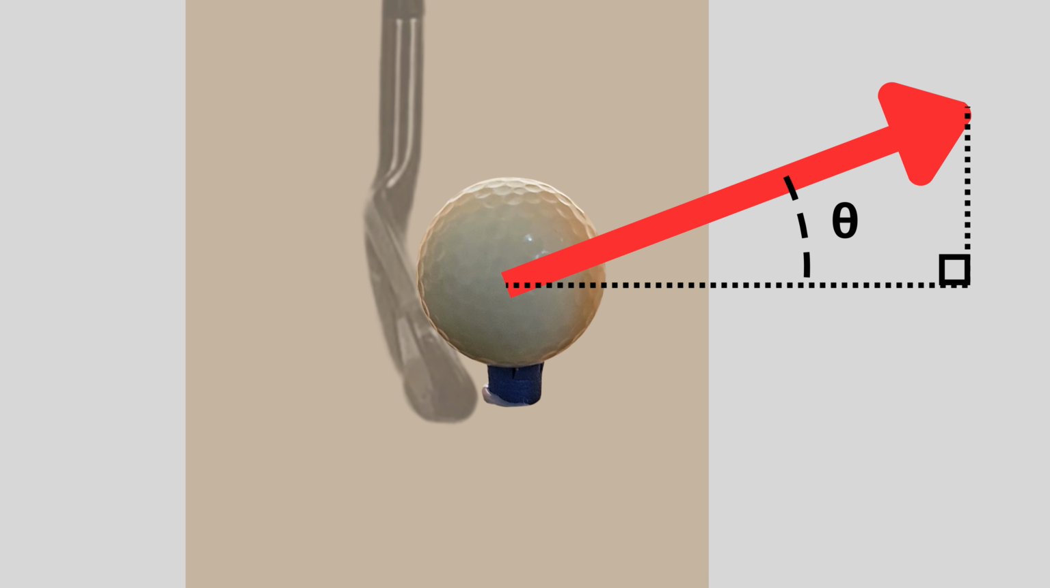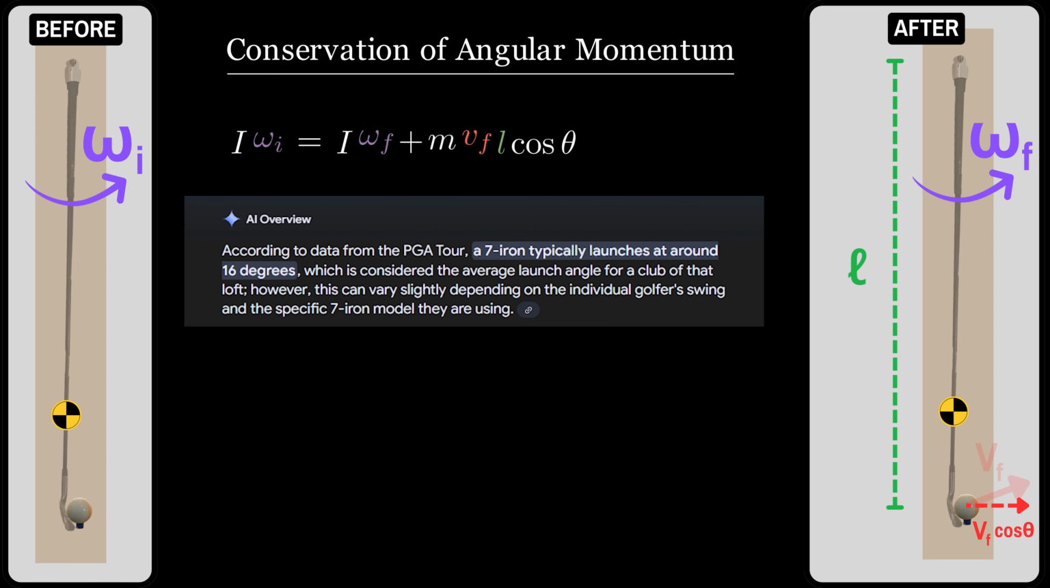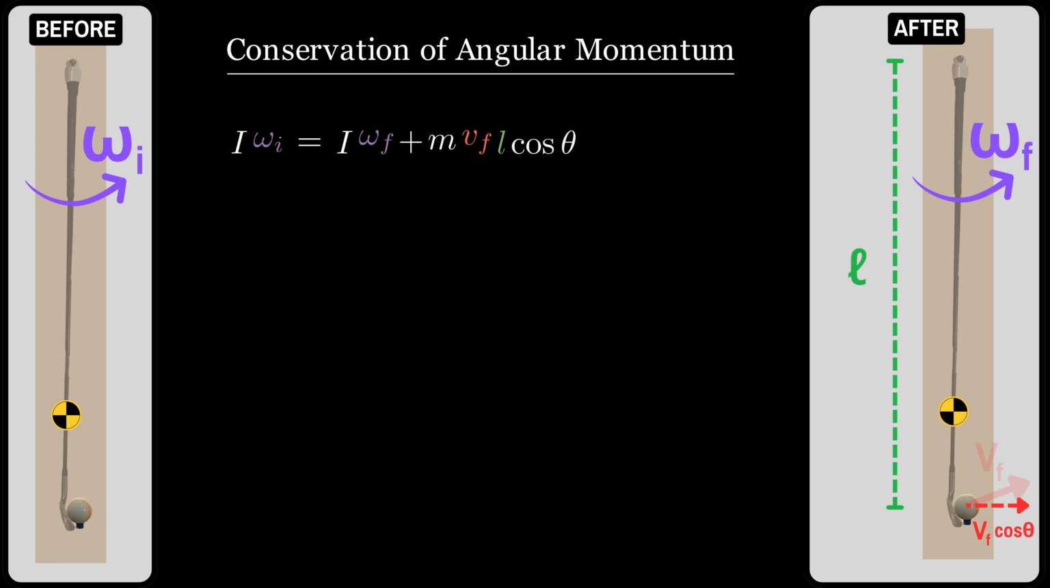Since the ball will actually be launched at an angle due to the slope of the club face, you need to multiply this term by the cosine of the angle the ball will be launched at to only get the component of linear momentum acting perpendicular. Based on a quick Google search for a 7-iron golf club, I found that it should launch at about 16 degrees. We've now got one equation, but two unknowns. We don't know the final angular velocity of the club, and we don't know the launch velocity of the ball. So we need to use another piece of information to solve this.